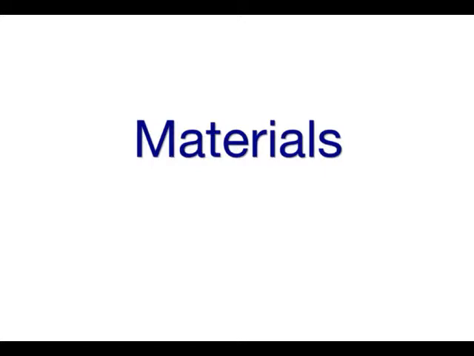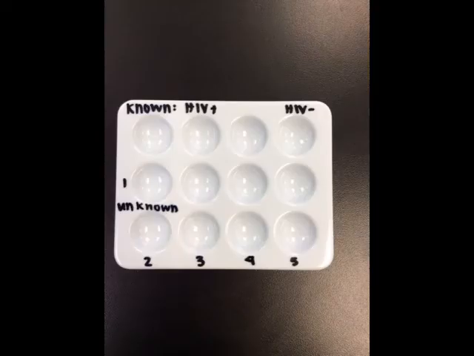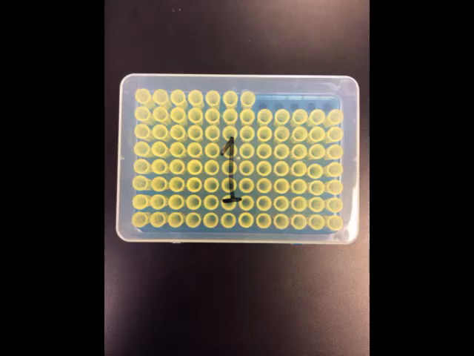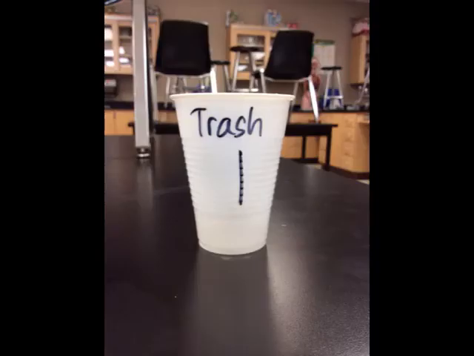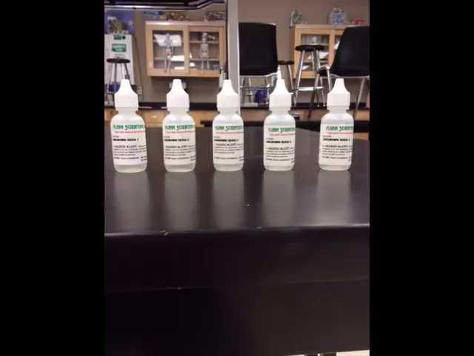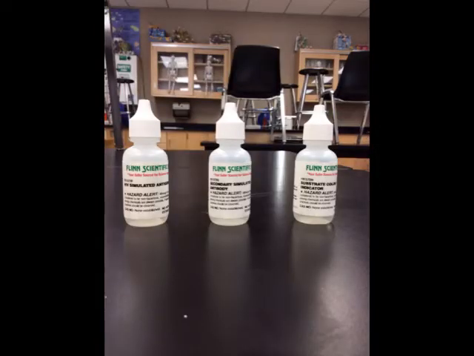The materials needed for this lab are a reaction plate, a micropipette, micropipette tips, a trash cup for your micropipette tips, simulated knowns for HIV positive and HIV negative, 5 unknown Sera, HIV simulated antigen, secondary simulated antibodies, and substrate color indicator. The procedures for this lab are as follows.